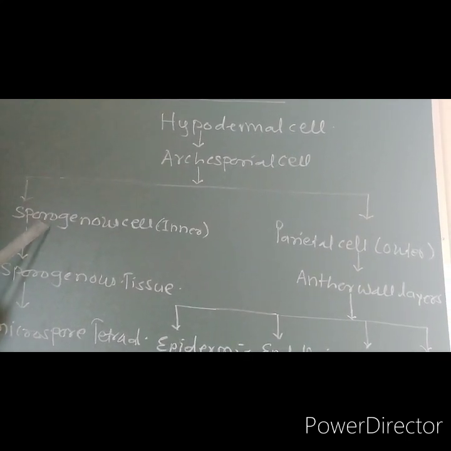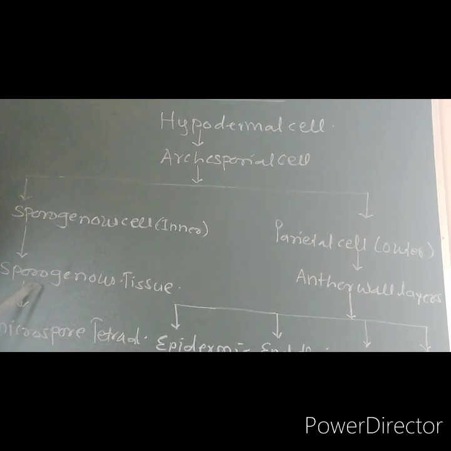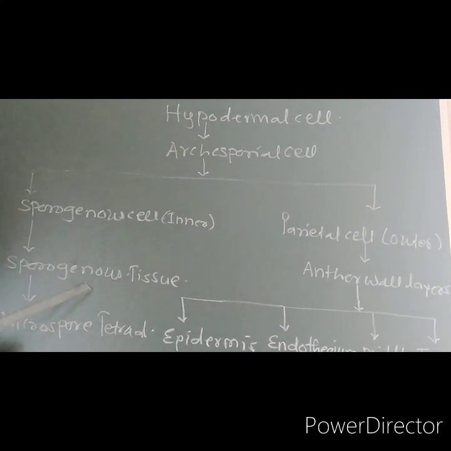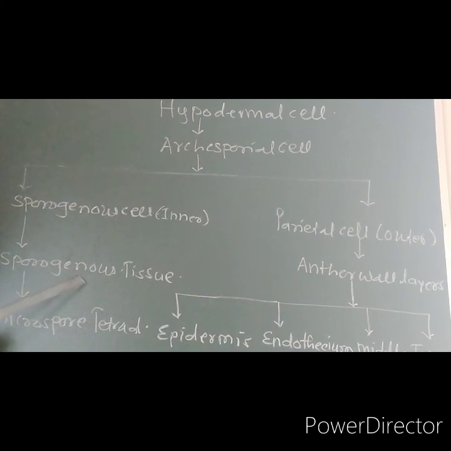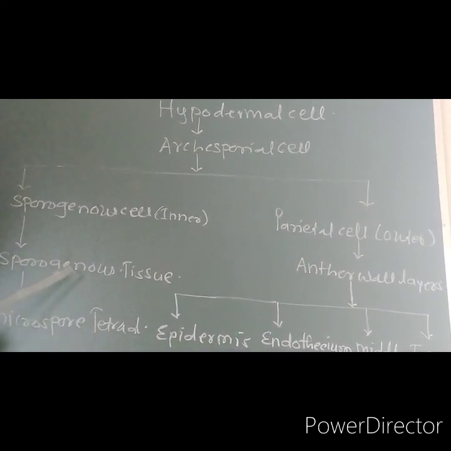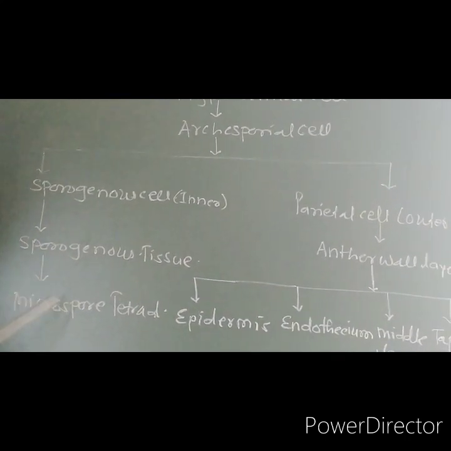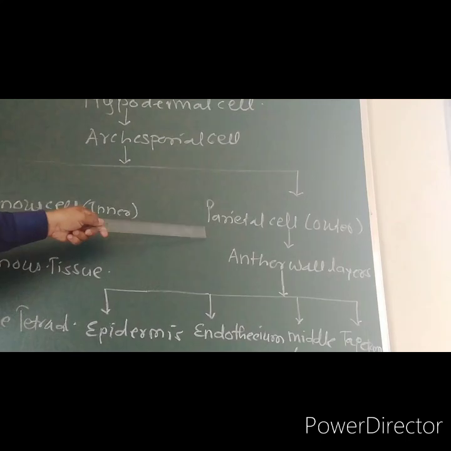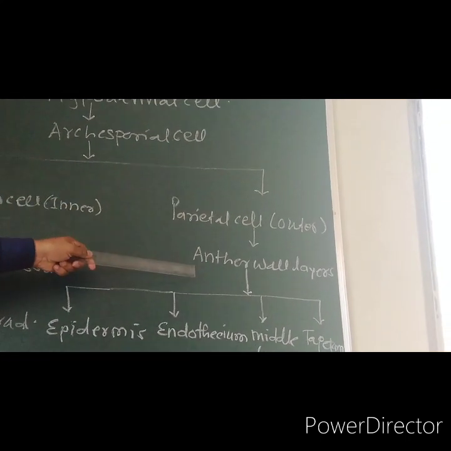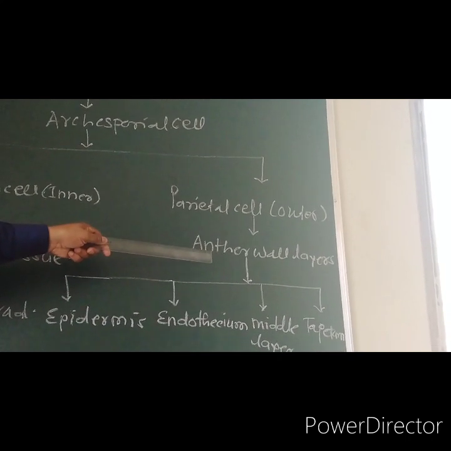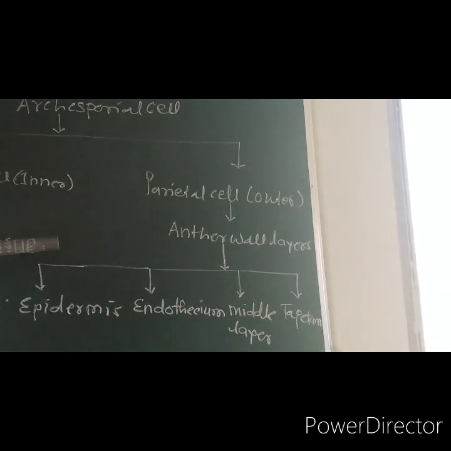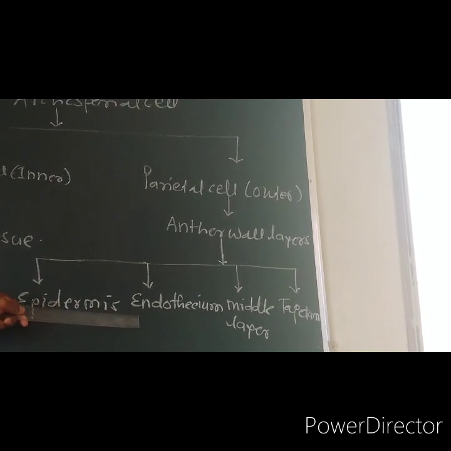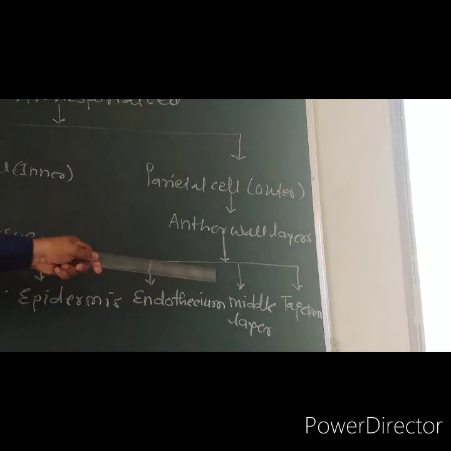Now this inner sporogenous cell forms the sporogenous tissue. It is also called microspore mother cell, which is diploid. It undergoes meiosis to form microspore tetrad. Now this parietal cell forms the anther wall layers. There are four anther wall layers: first epidermis, second endothecium, third middle layer, and fourth tapetum.